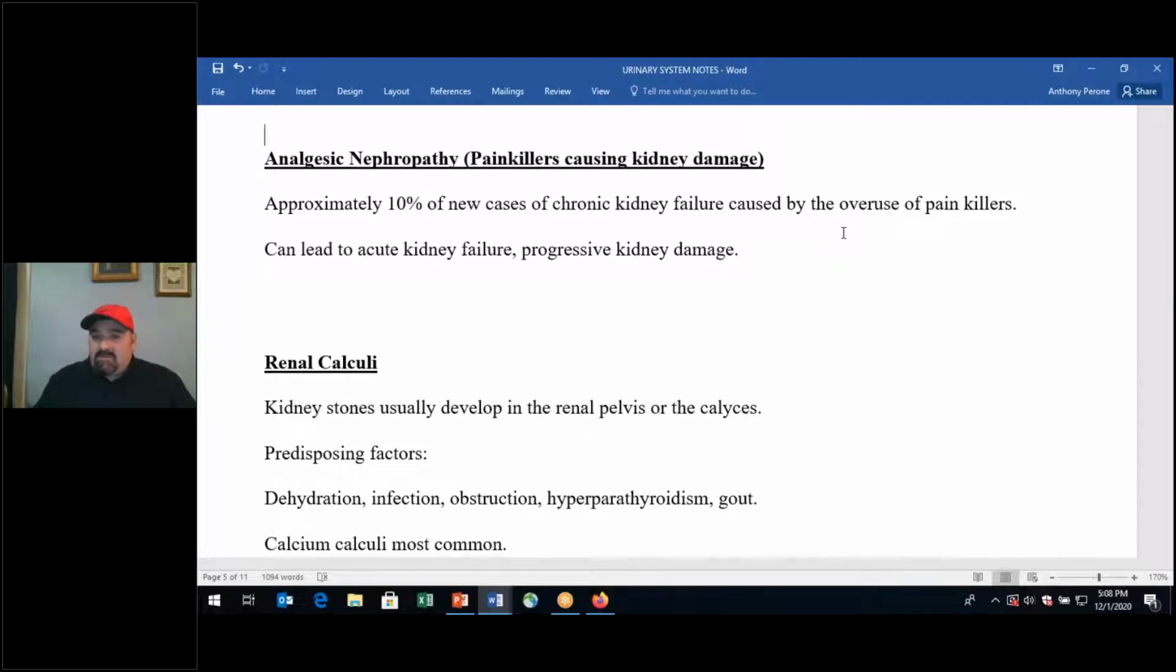But know that people will overuse over-the-counter pain medications and think that it's not really going to be a problem for them. Approximately 10% of new cases of chronic kidney failure are caused by an overuse of painkillers. We're talking about analgesics like Tylenol and ibuprofen. I've had patients come into the office and tell me crazy numbers of how many they're taking at one time, and you're just like, holy cow, yikes. Don't be your own doctor, please.